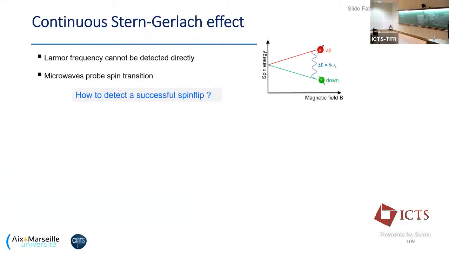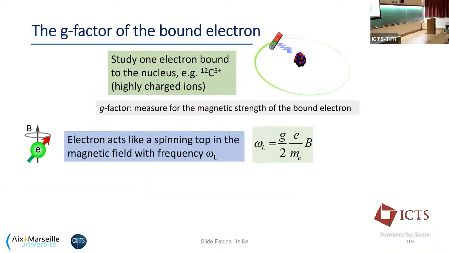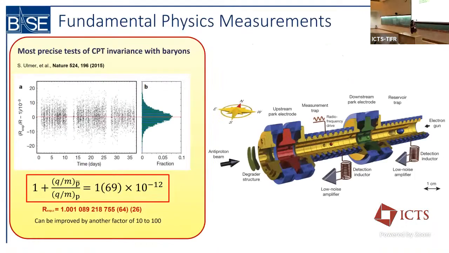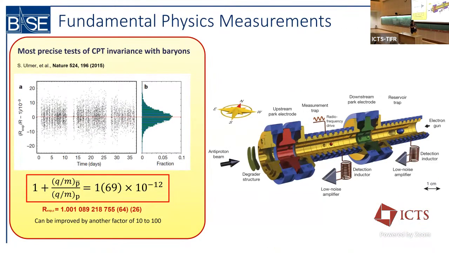So you have a park electrode here, and you have a reservoir electrode here. There's also in this setup a reservoir trap because at a certain moment, Stefan and his group had made a reservoir also of antiprotons so that they are independent of the antiproton production.